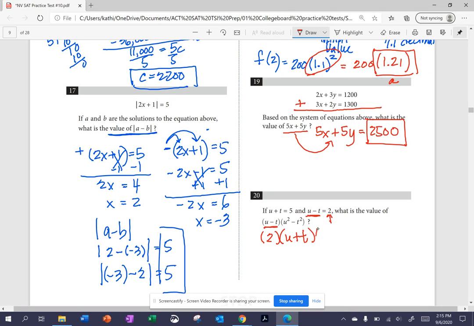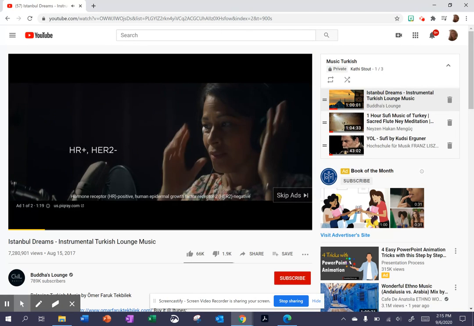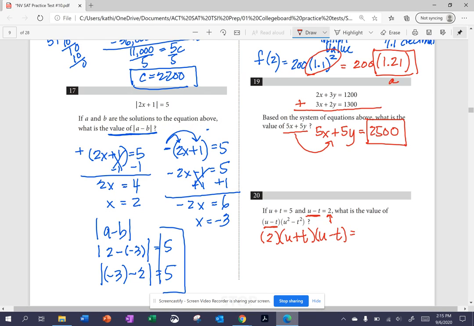So that making u plus t and u minus t. So now I'm going to substitute in u plus t is 5 and u minus t is 2. So 2 times 5 is 10, times 2 is 20.